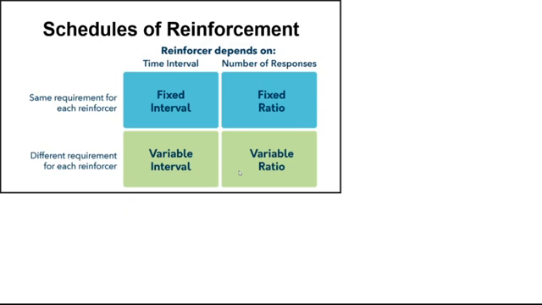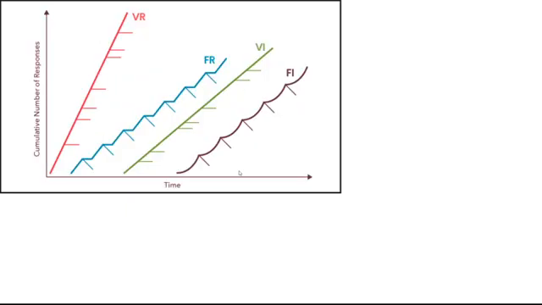responding. And we can see this illustrated really nicely on this slide here. So on this graph, along the bottom, we have time. So our standard along the x-axis as always. And on our y-axis, we have cumulative number of responses. So this is sort of a running tally of how many times the rat has pressed the lever, or the pigeon has pecked the screen, or whatever it is that we're looking at. And we're going to look at each line individually and sort of talk about what's going on.